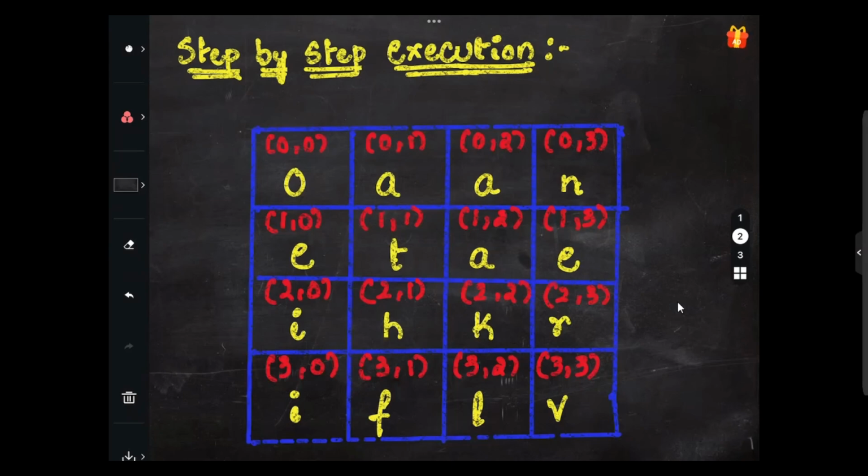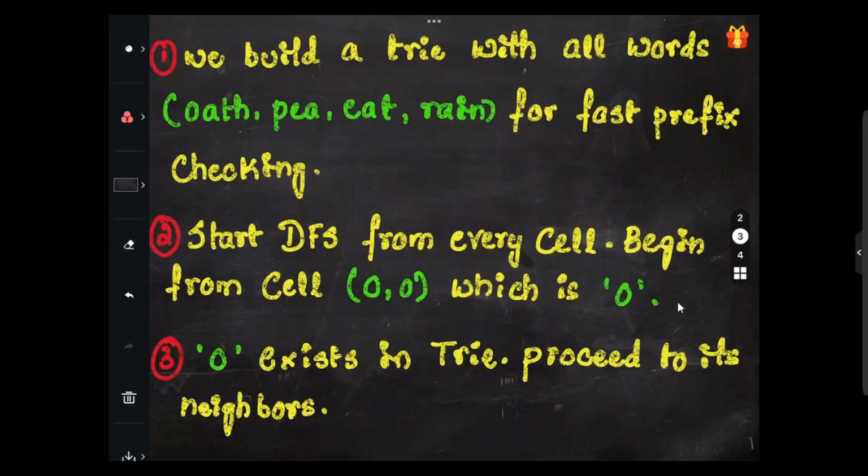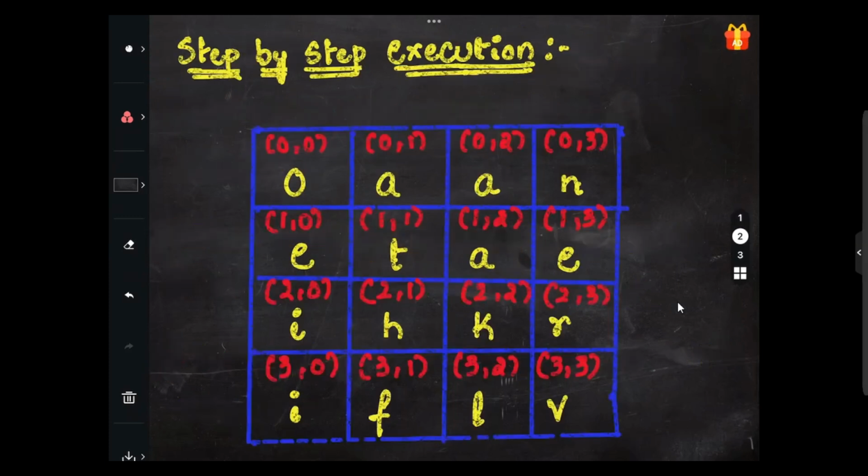So this is the grid they have given for example one. The first step is we will build a trie with all the words. Basically, what we will do, we will build a trie with all the words. In this case, when we build a trie, the root node will be there. Here first is oath, basically O, A, T, H. So this is the trie.